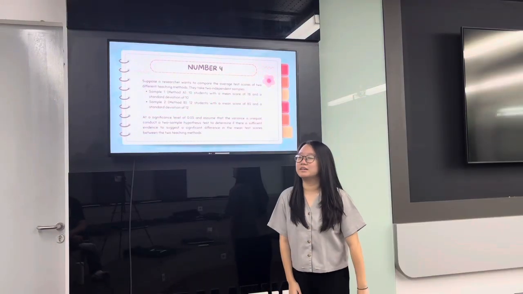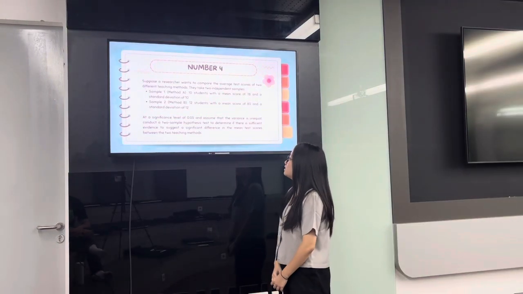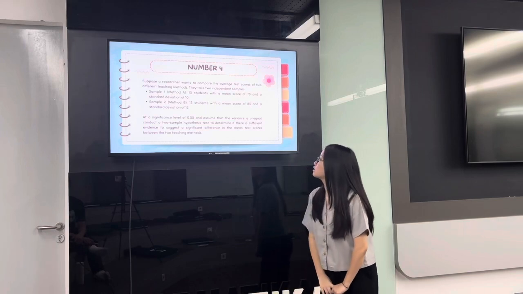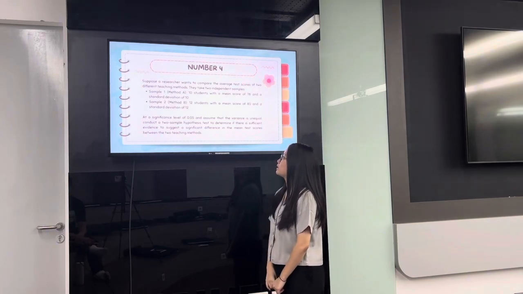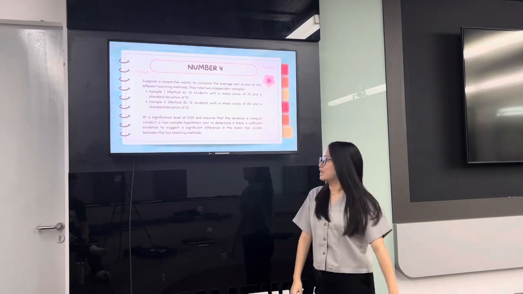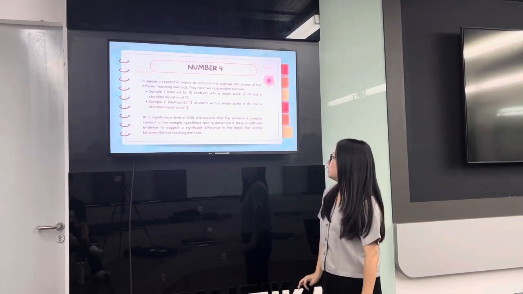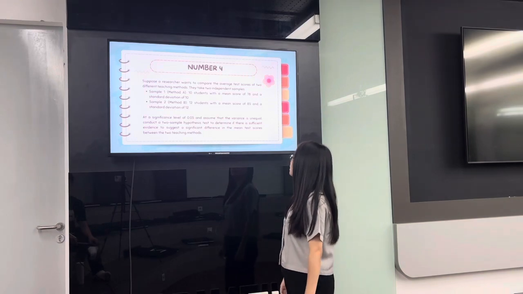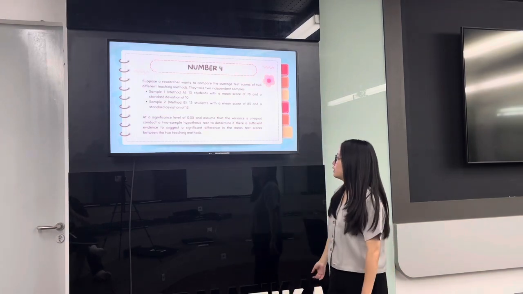So now we're on number 4. Suppose a researcher wants to compare the average scores of two different teaching methods. They take two independent samples. Sample 1 is method A, has 10 students with a mean score of 78 and a standard deviation of 10.